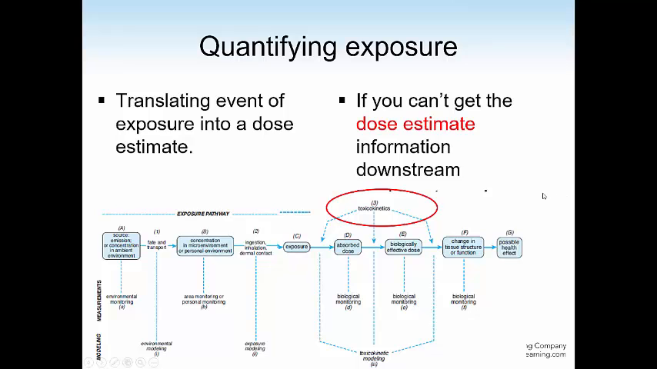All right. Well, again, one of the ways that we typically prefer to quantify exposure is by looking at biomarkers. And again, we're looking at toxicokinetics down here. And this is one way to do that. We can get a dose estimate based on this. However, what if you can't get a dose estimate down here downstream?